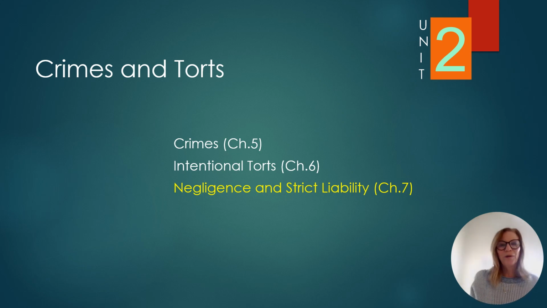Hello, everyone. We are in Chapter 7 of Unit 2. We have covered crimes in Chapter 5, intentional torts in Chapter 6, and now we're going to talk about negligence and strict liability, which are both two other types of torts. Remember, criminal law and civil law are two different things, so crimes fall under criminal law, while intentional torts, negligence, and strict liability are all torts which fall under civil law, okay?